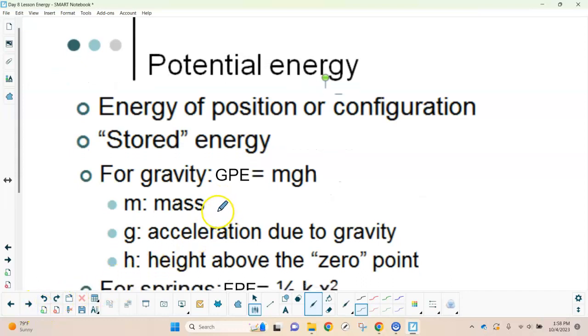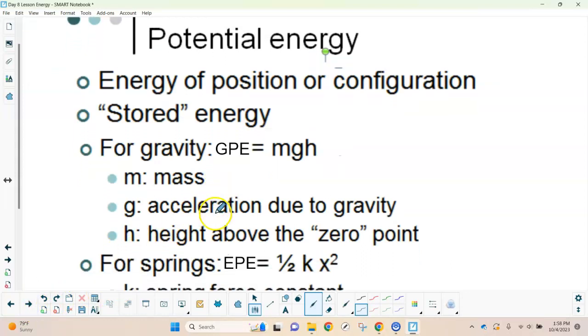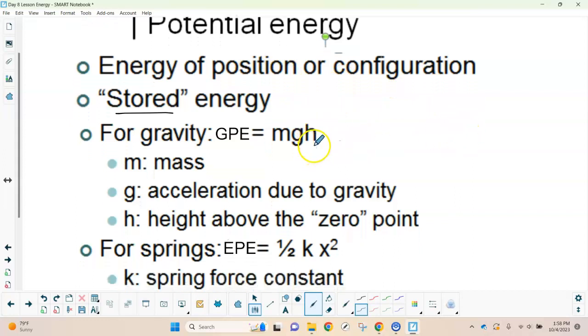Potential energy, in general, there are two types that we'll talk about, but it's energy of position or configuration. It's stored energy, so it's not being used at that moment. Because there's some sort of configuration or position associated with an object, as it changes, that stored energy can convert into other types. A lot of times it converts from potential energy into kinetic energy, and the kinetic energy causes the change.